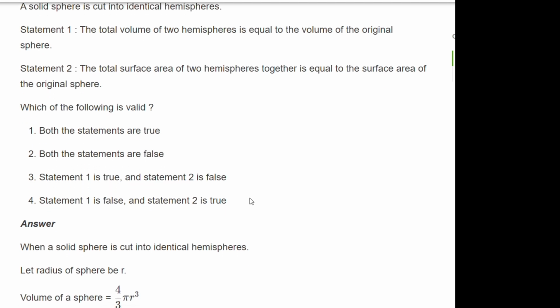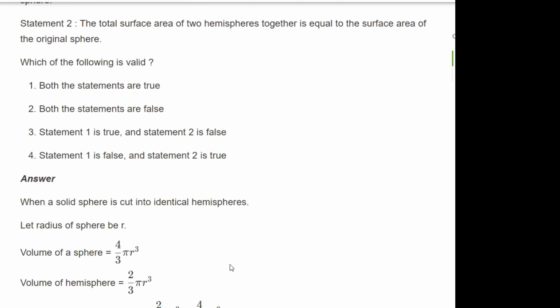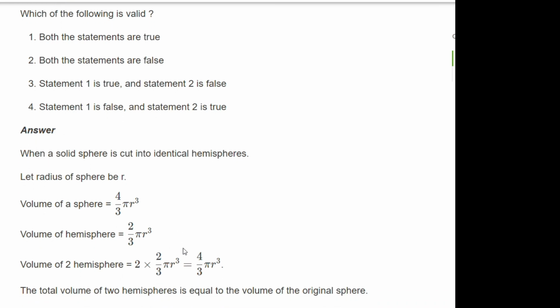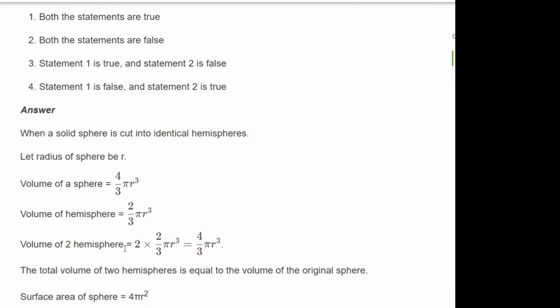When a solid sphere is cut into identical hemispheres, let the radius be r. The volume of the sphere is 4 by 3 pi r cube, and the volume of a hemisphere is 2 by 3 pi r cube. Okay, these are the formulas. Now the volume of two hemispheres means 2 times 2 by 3 pi r cube, that is 4 by 3 pi r cube, and the surface area of a sphere is 4 pi r square.